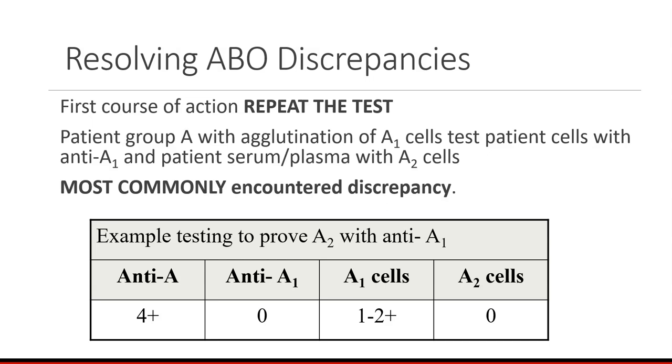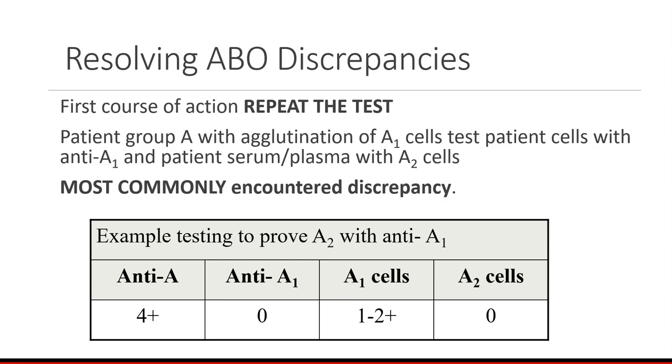So repeat. Patient group A with agglutination of A1 cells: test the patient's cells with anti-A1 and the patient's serum or plasma with A2 cells. This is the most commonly encountered ABO discrepancy. We talked about it before. I want to talk about it again. The more times you hear this, I'm hoping it'll click and make sense and stick in your brain.